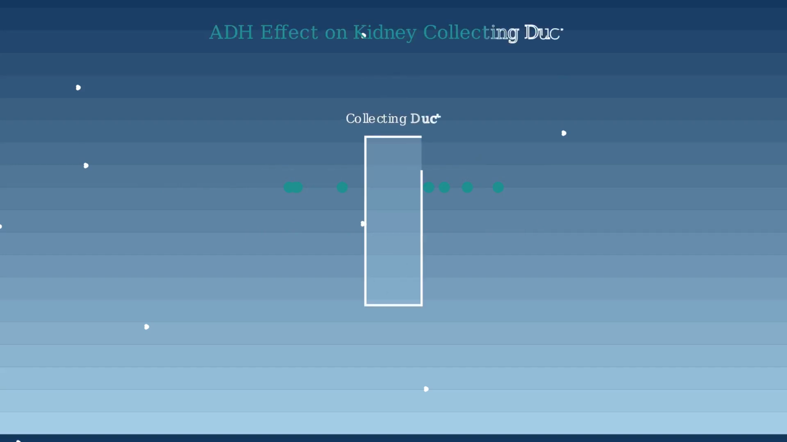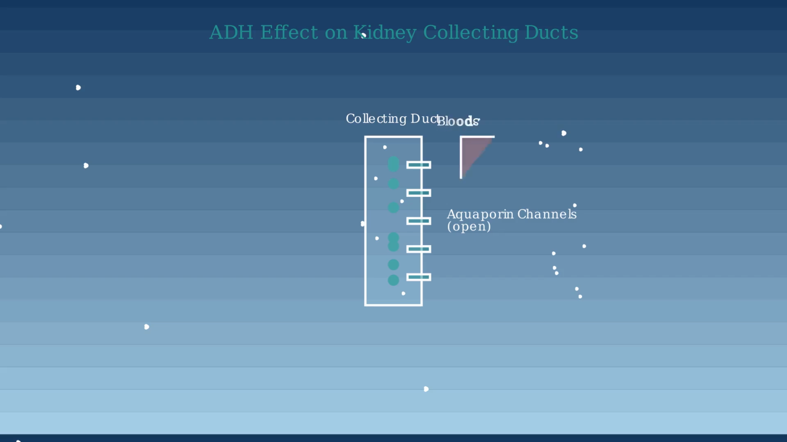ADH targets the collecting ducts in the kidneys, where it binds to receptors on the tubule cells. When ADH binds to these receptors, it causes aquaporin water channels to insert into the cell membrane, making the collecting ducts more permeable to water. This increased permeability allows water to be reabsorbed from the collecting duct back into the bloodstream, following the osmotic gradient.